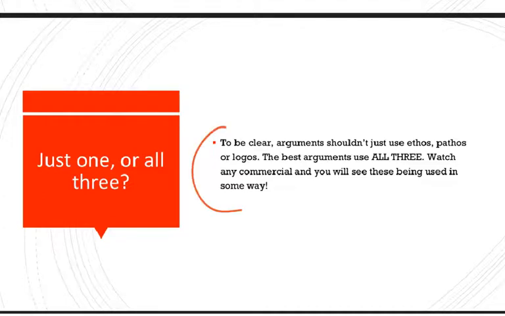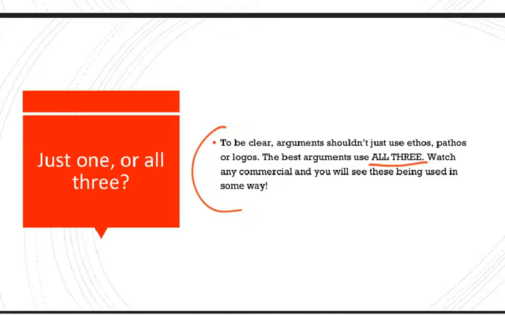So, to be clear, arguments shouldn't just use ethos, pathos, or logos. The best arguments use all 3, and they use all 3 well, right? They use all 3 in a way that is actually effective and avoids different types of propaganda. So watch any commercial and you will see these being used. I promise you, if you turn on the TV and you just wait till commercials come on and you watch a commercial, you're going to see at the very least 2 of these being used. If there's only 1 being used, it's probably not a very effective commercial. It's probably not going to convince you to buy the product. But the best arguments use all 3.